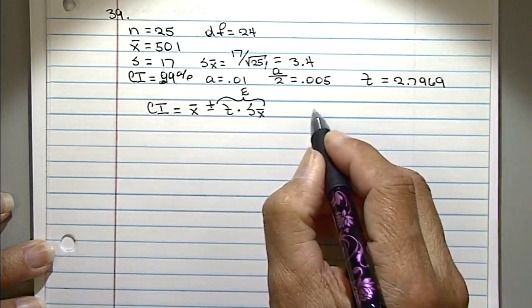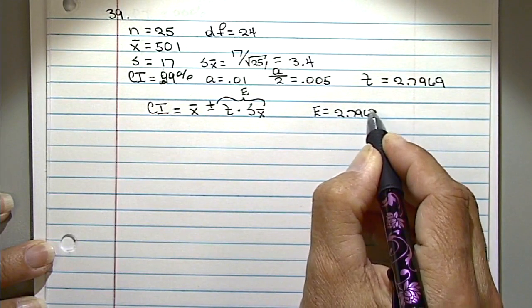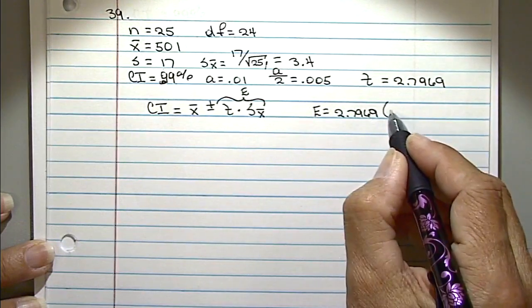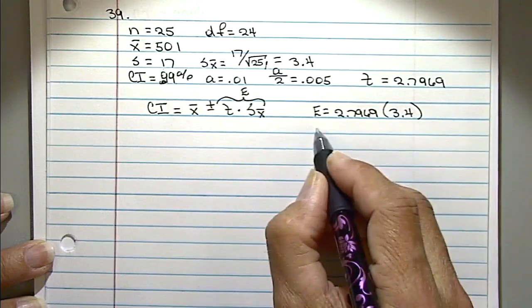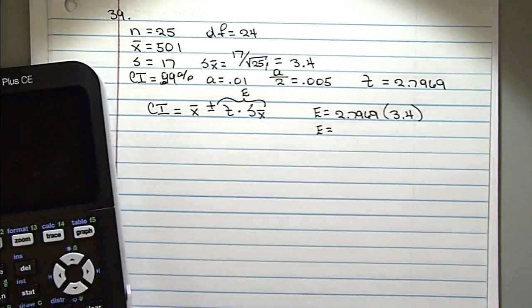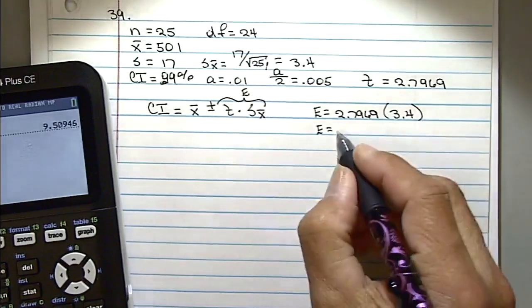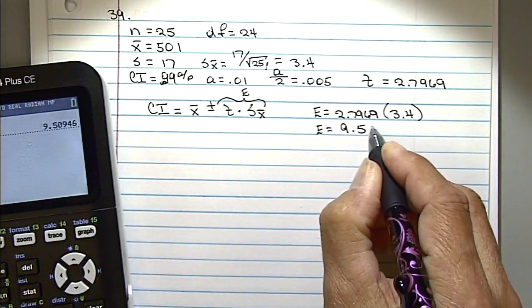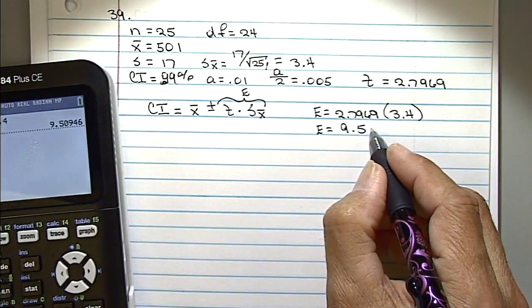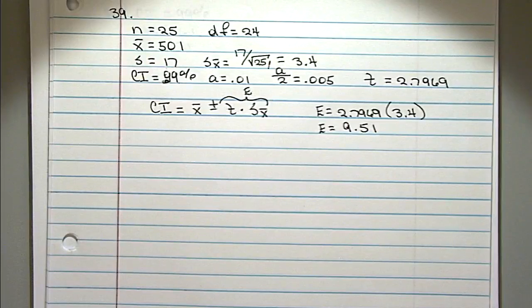All right, so what is the margin of error? Well, it's going to be 2.7969 times that standard deviation of 3.4, and I'm going to round that to 2 decimal places because that's where I can, and I need to recalculate this because last time I only used 3 decimal places. Let me see what it comes out to be. 2.7969 times 3.4, and I get 9.51. What did I get last time? Yeah, that's what I got last time anyway. The 4th decimal place didn't really change anything too much, okay?